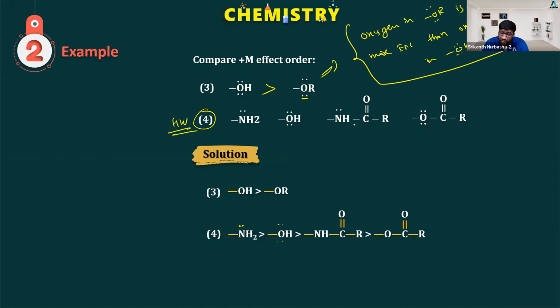But after that, you have NH-C=O or O-C=O, where nitrogen has a lone pair of electrons. That lone pair on nitrogen will be in resonance with the pi electron density of the C=O. This oxygen's lone pair is also in resonance with the pi electron density. So when you compare these two, the net electron donation from nitrogen will be less because it has been in resonance with the adjacent C=O. So NH-C=O-R will be greatest, then O-C=O-R. Again, if you compare these two, since nitrogen is less electronegative, it can donate more when compared to oxygen. So this will be the complete right order.